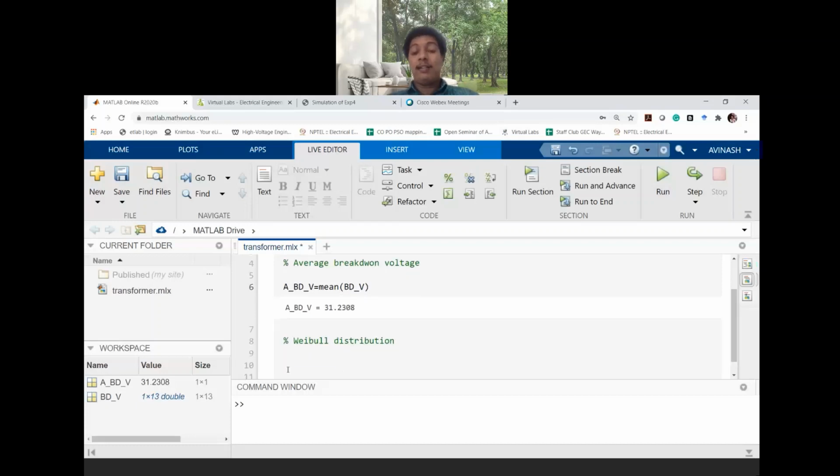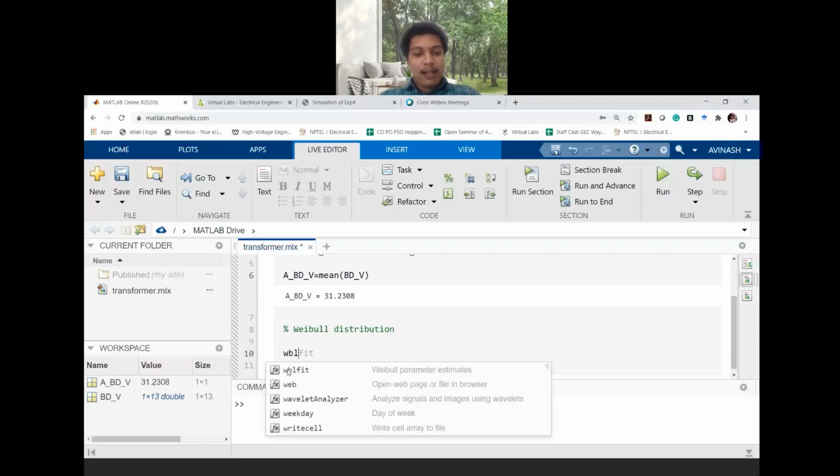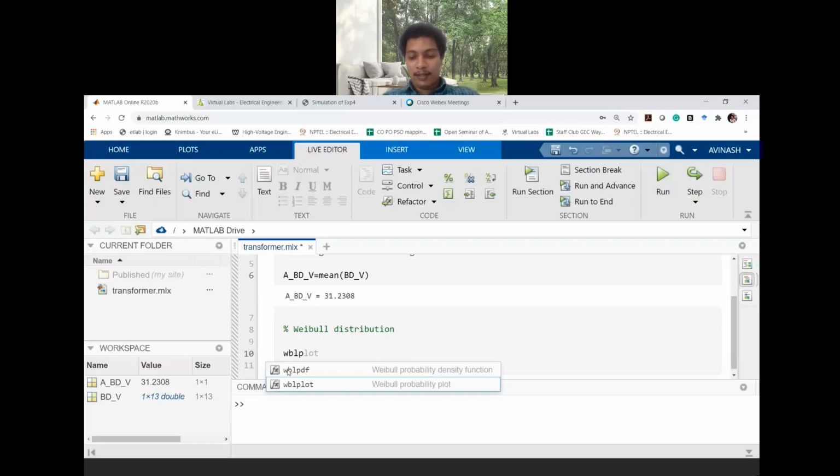Now, as I said, it might vary. So in order to understand the variation, we have to see the variable distribution also. For that, first I will plot the variable distribution for this curve. The code is WBL plot, of this breakdown voltage. So I am giving that breakdown voltage, and that will give me the variable plot of this thing.